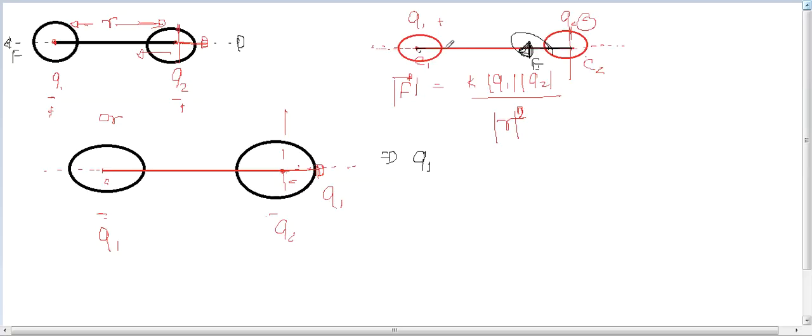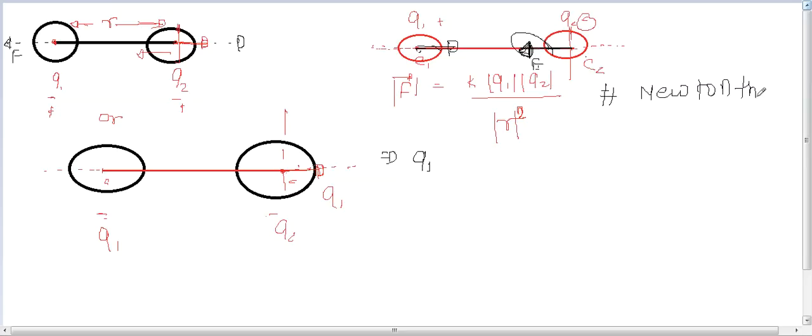So by Newton's law, this electrostatic force comes under a Newton's third law force pair. Here, one important thing is Newton's third law.